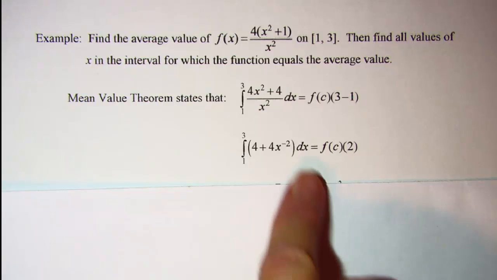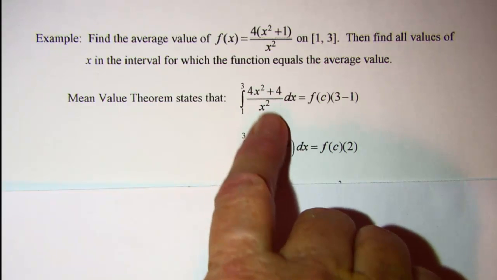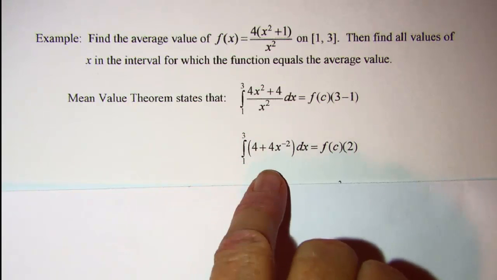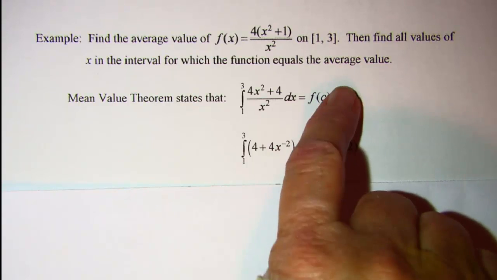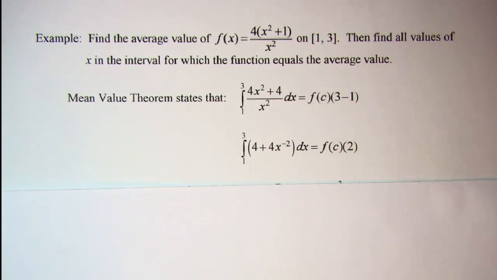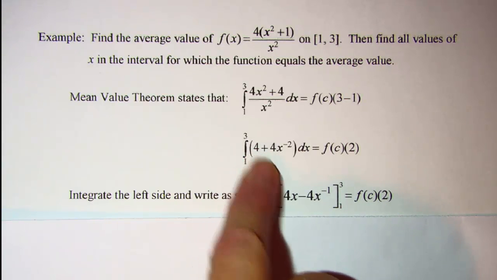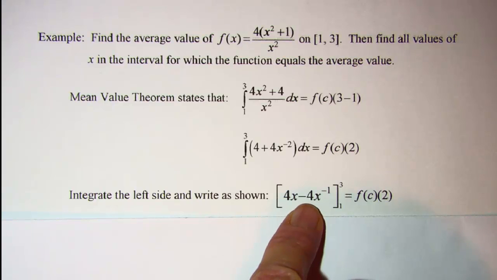To make our work easier, I split this into two separate fractions, so 4x squared over x squared is 4, and then 4 over x squared I wrote as 4x to the -2. And then I also did the math here. 3 minus 1 is 2. To integrate then, we'll use the power rule. This becomes 4x, and this is 4x to the -1 divided by -1, which is minus 4x to the -1.